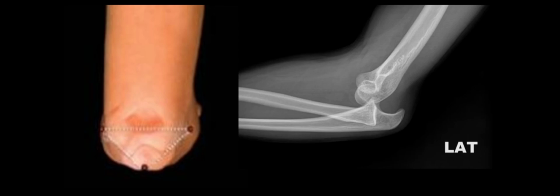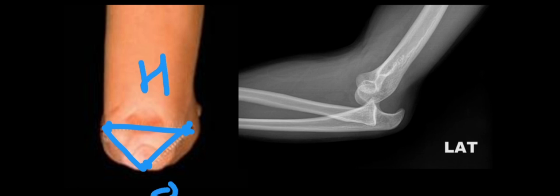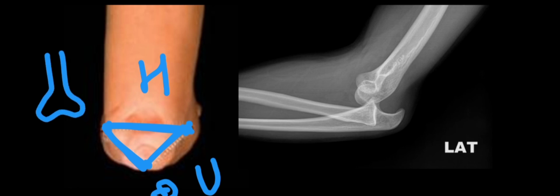Next, let's see some clinical correlations. Here is the elbow dislocation. Here you can see a fully flexed elbow, and these are the elbow points: two epicondyles of the humerus and the olecranon process of ulna. The three elbow points form an isosceles triangle, whereas in the fully extended elbow, the three points lie in a common line.